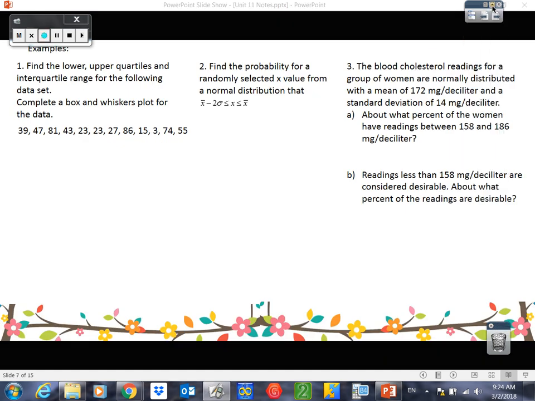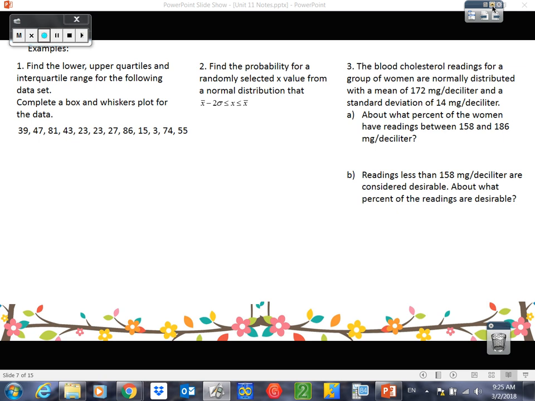So the first example says to find the lower and upper quartiles and interquartile range for the following data set. Complete a box and whiskers plot for the data. So the first thing that we would have to do is put the numbers in order, right? Because this is all about medians, not about mean. So we need to put the numbers in order. I have already done that, so I'll just write those down for us.